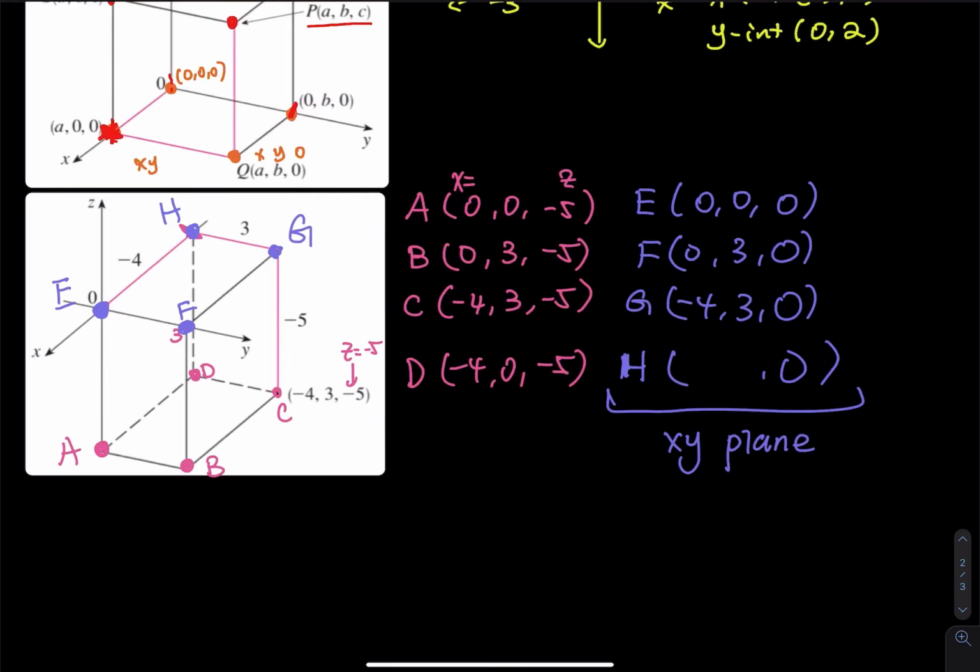And then the point H is easy. You just move the x coordinate by -4, right? You don't have to move y. From the origin to H, all you have to do is take 4 units back. So that will be -4, and then no y, so y will be 0.